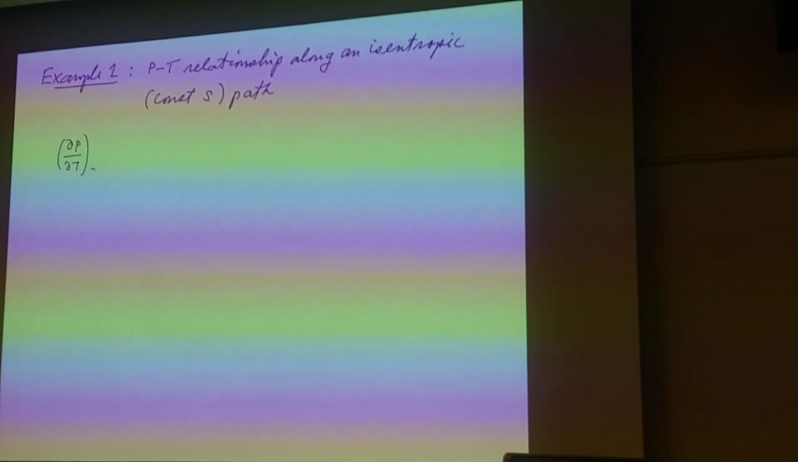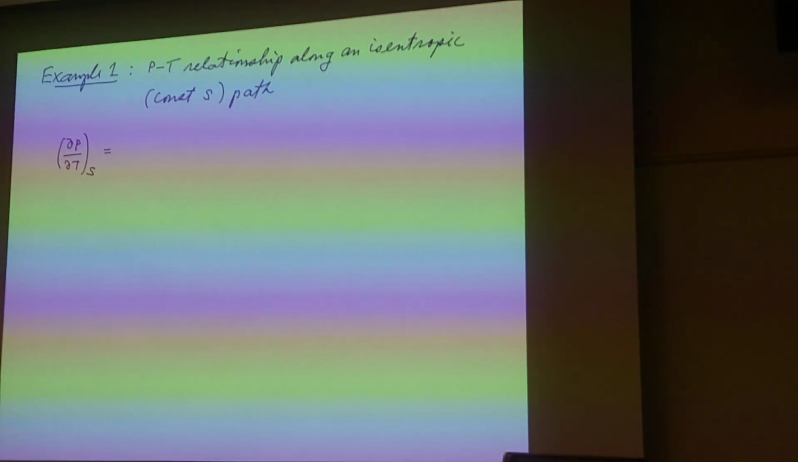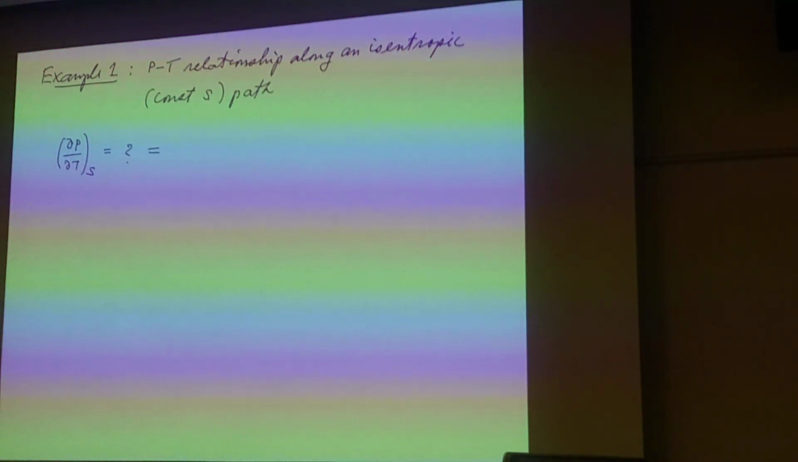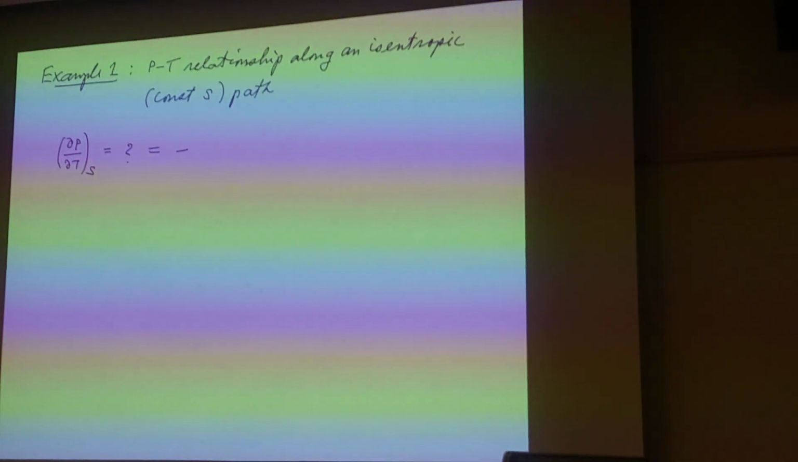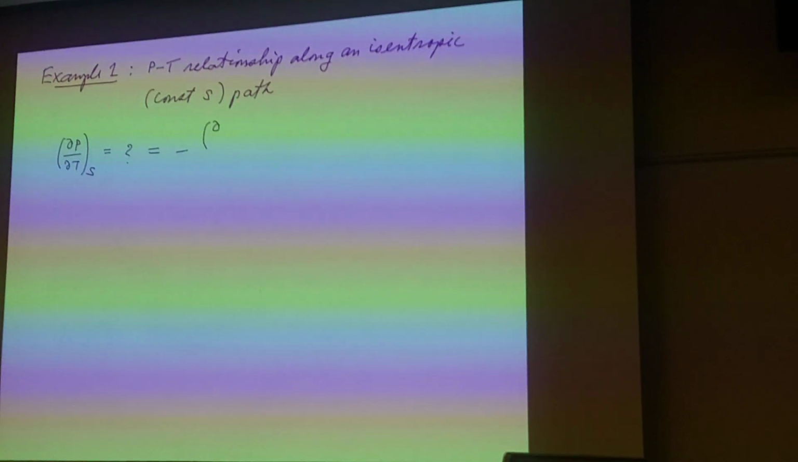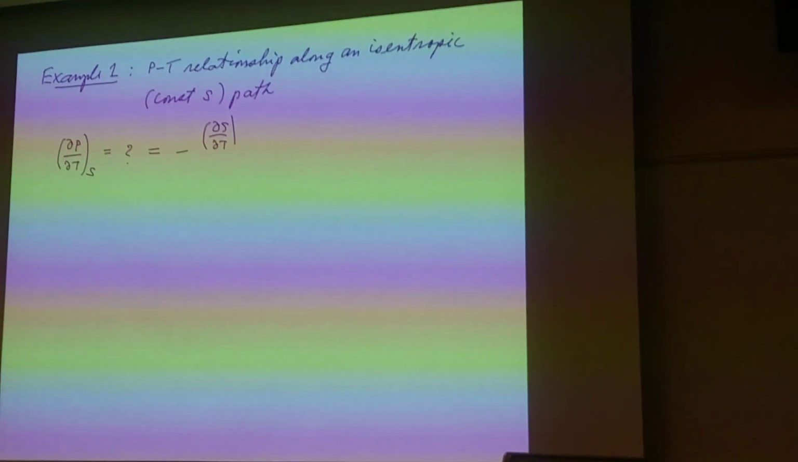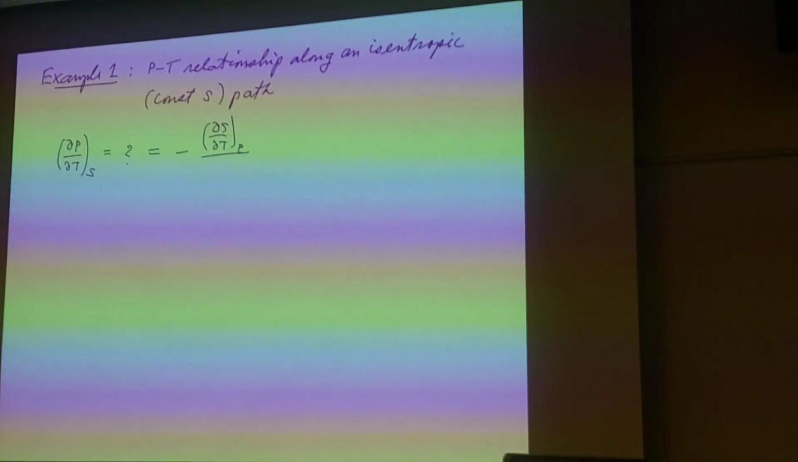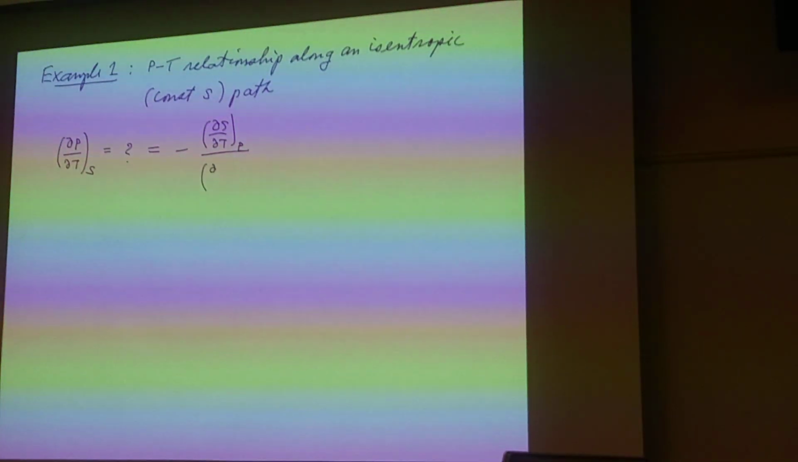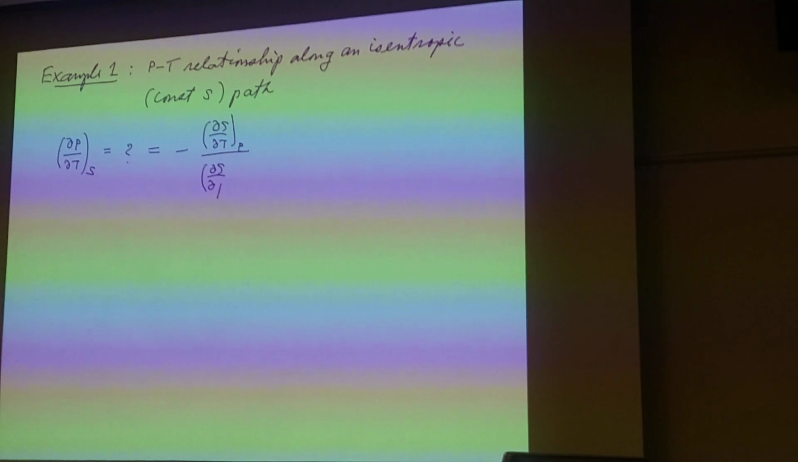So let's see, I've written it this way. Right away, I should be able to write that and know it's going to be minus the ratio of the derivative of S with respect to T at constant P, that is S with respect to the denominator, over the derivative of S with respect to the numerator.